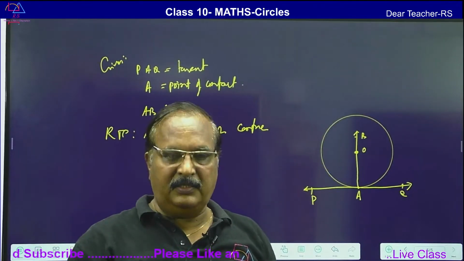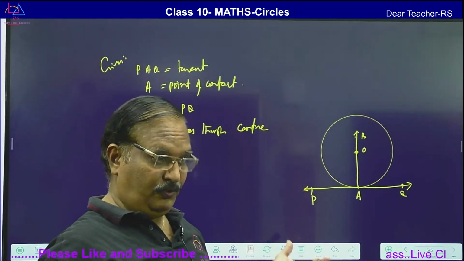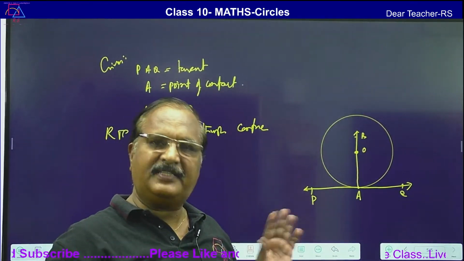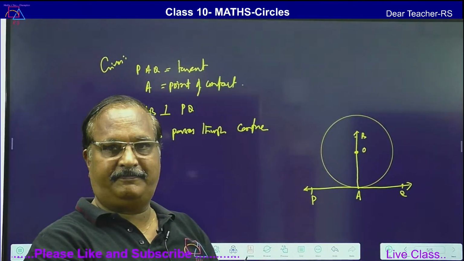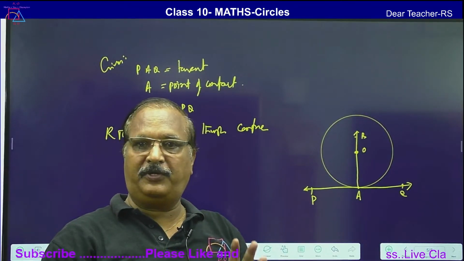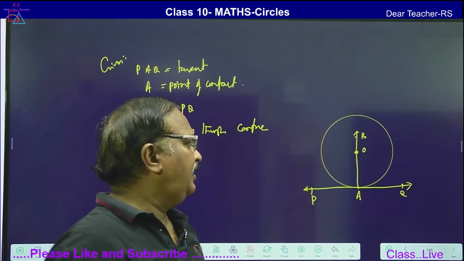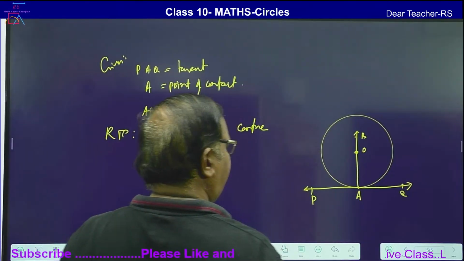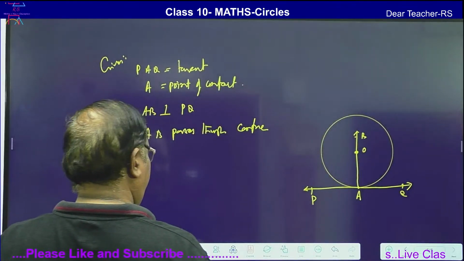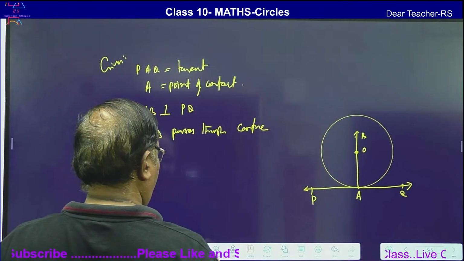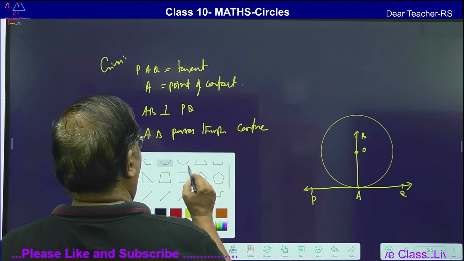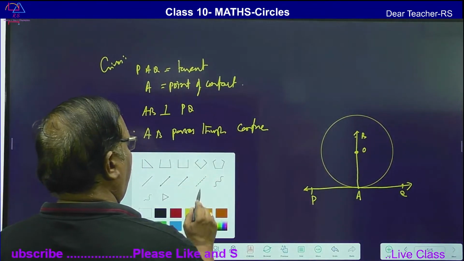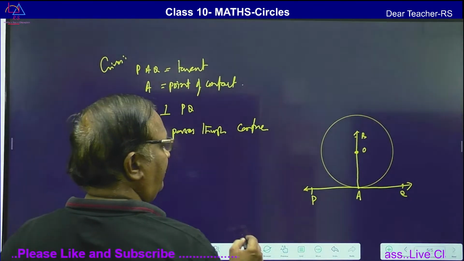Okay, so now how to prove? Suppose it doesn't pass through the center, you have to take the indirect proof. If it doesn't pass through the center, what happens? There will be one more line.